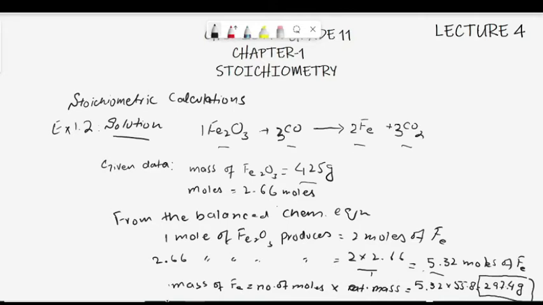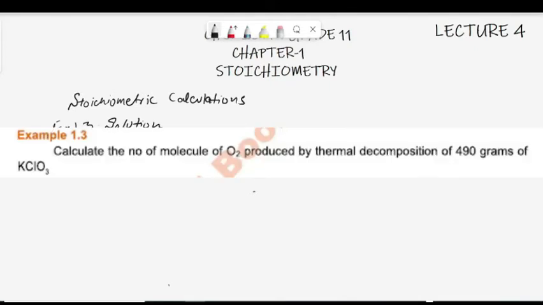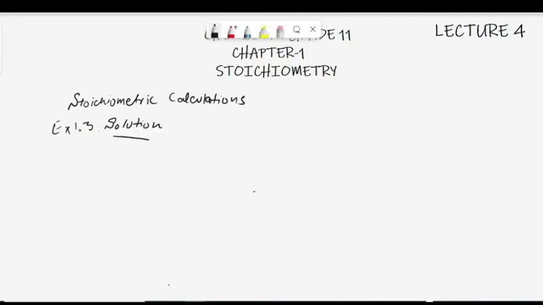So this is how you can do stoichiometric calculations for different reactions. Let's move on to the next example, that is example 1.3. Example 1.3 states: calculate the number of molecules of oxygen produced by thermal decomposition of 490 grams of potassium chlorate. So if we have 490 grams of potassium chlorate, what number of molecules of oxygen would be produced as a result?